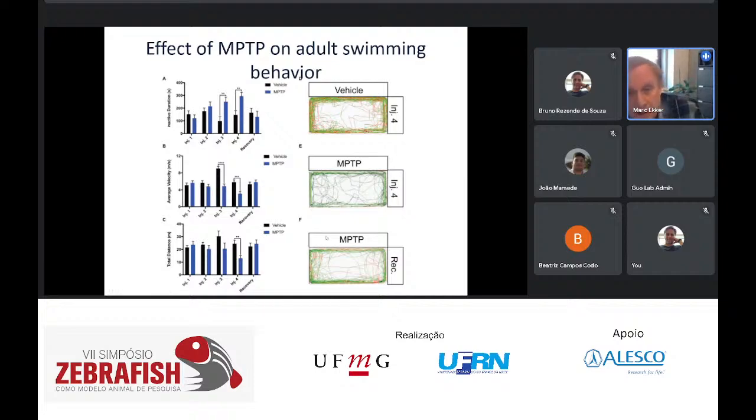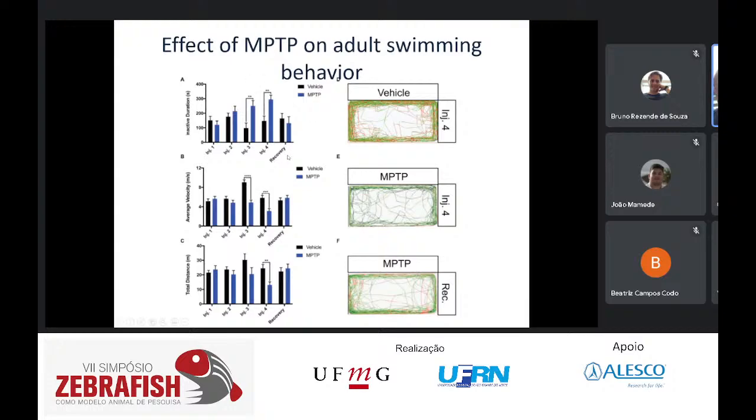And finally, Michael examined swimming behavior. Again, the duration of inactivity after a number of injections of the MPTP, and then leaving the fish to recover for a few days to see what happens. The average velocity of the fish and the total distance that was traveled by these fish. And after 3 and 4 injections, he saw these decreases in velocity and distance traveled.